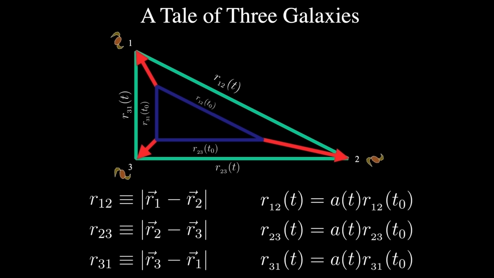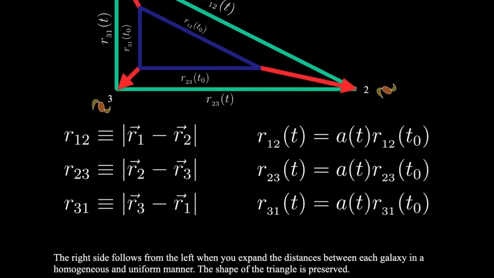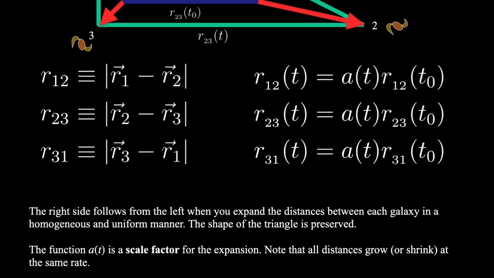And we let all of those things vary with time. As we let them vary with time, on the right-hand side, those three equations show how they vary with time in a uniform and homogeneous manner. So R sub 1 2 as a function of time is equal to A, as a function of time, times the distance that it was at some initial time, t sub 0. And that A of t is just a scale factor for the expansion, and all distances grow or shrink at exactly the same rate and with the exact same history.